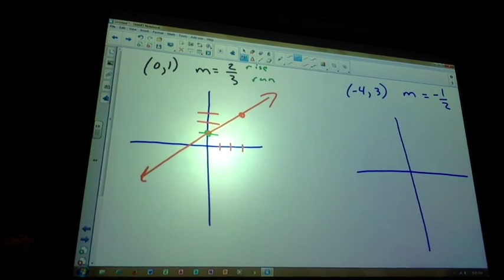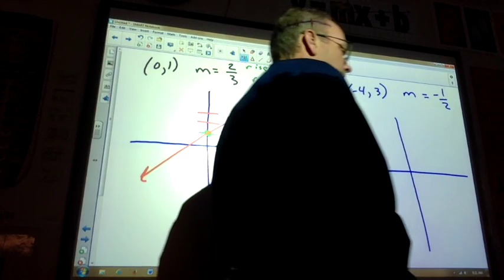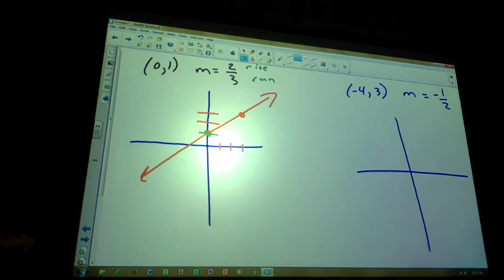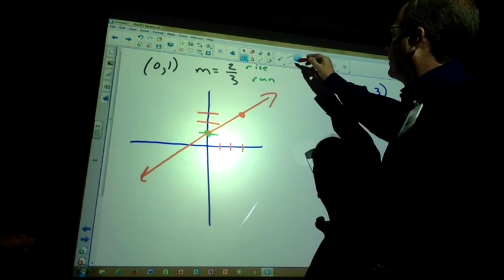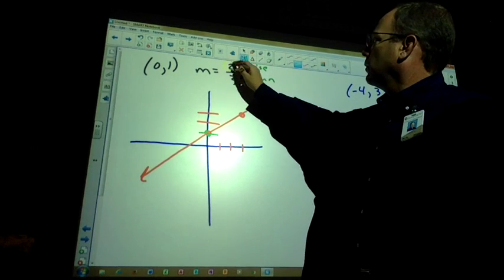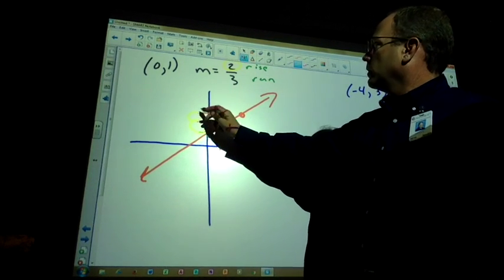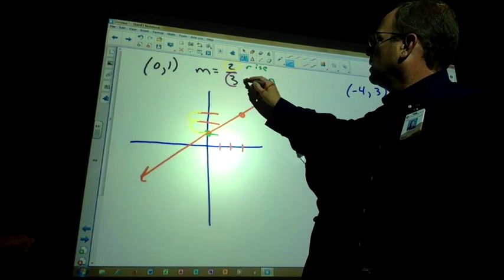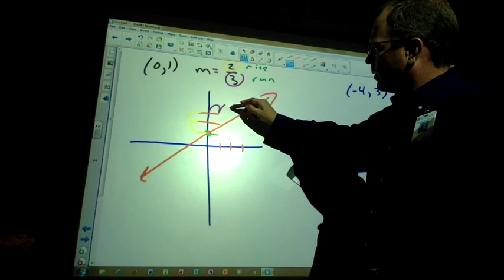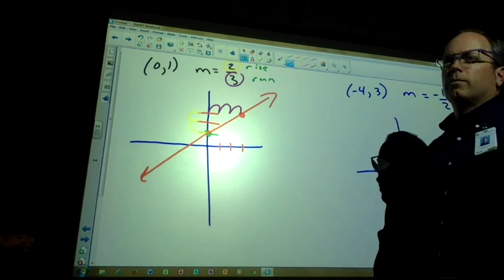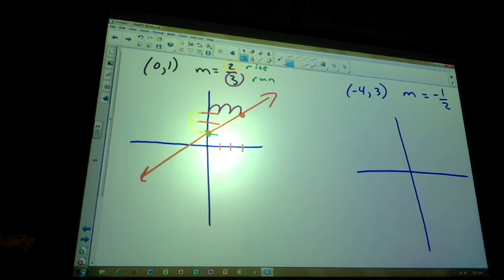Why can't it be x over y? Because it's rise over run. Wait, hold on. So you went up to 3. So this went from here up 2. And then this went over 3. So it'd be 3, 3. If I had fancy graph paper, yes. I think I did it right.